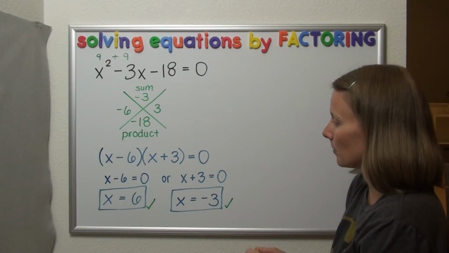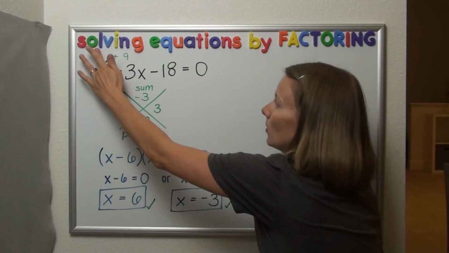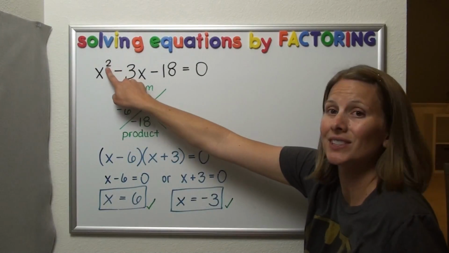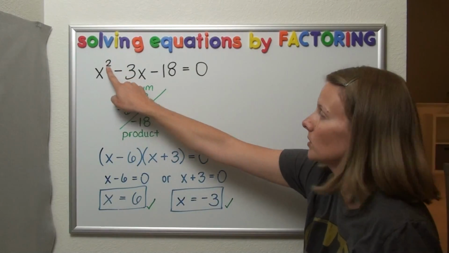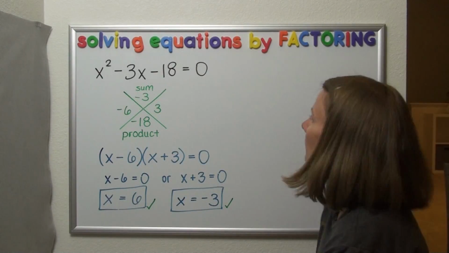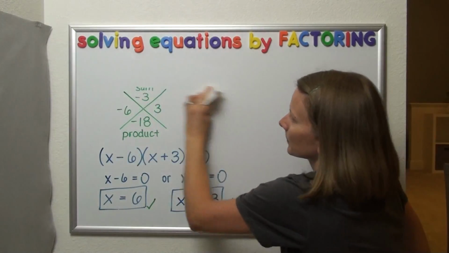So I have found my two solutions, and I know there are not going to be any more solutions to the equation because, again, it started off as a degree 2. The highest exponent was 2. I know there should only be those two answers. Okay, we'll try another one.